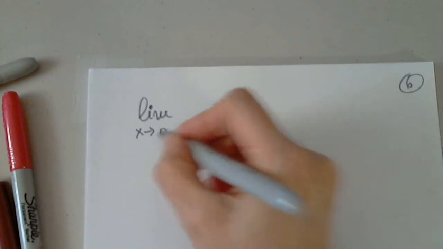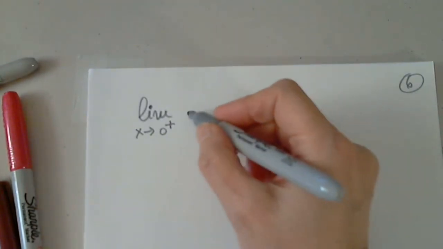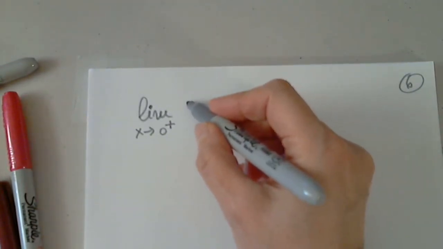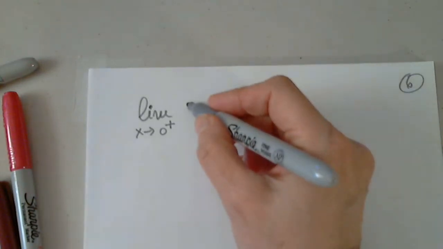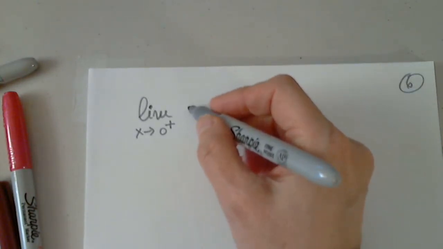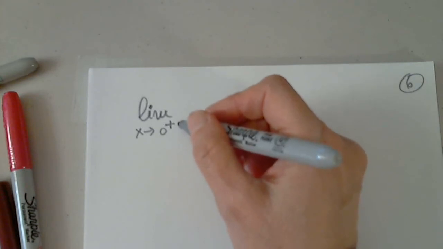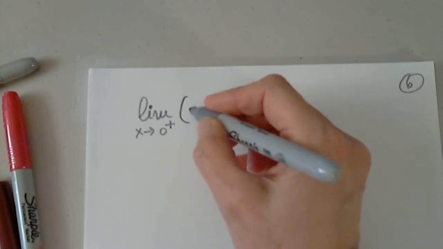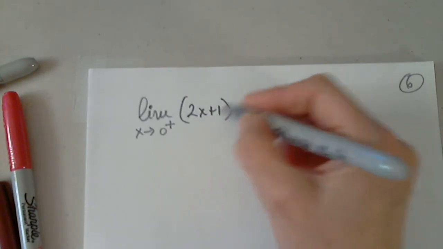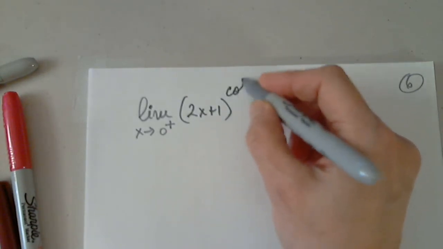The limit as x approaches 0 from the right of 2x plus 1. Can you say it again? Yeah. It's the limit as x approaches 0 from the right of the quantity 2x plus 1, raised to the exponent cotangent x.